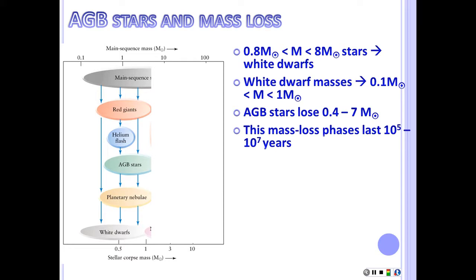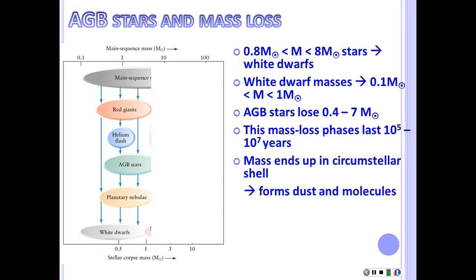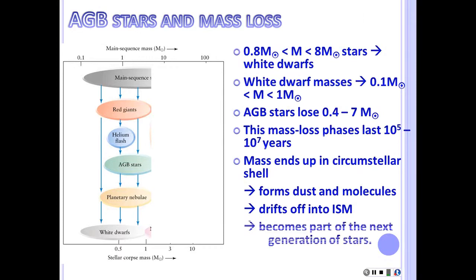And that phase lasts of the order of 1 million years. All of that material ends up in that circumstellar shell. It's drifting off into space. It forms dust and molecules, and it becomes the next generation of stars. And we'll come back to that idea later.